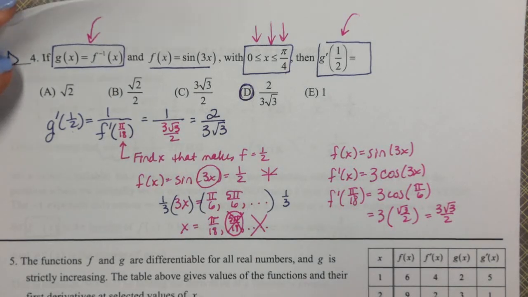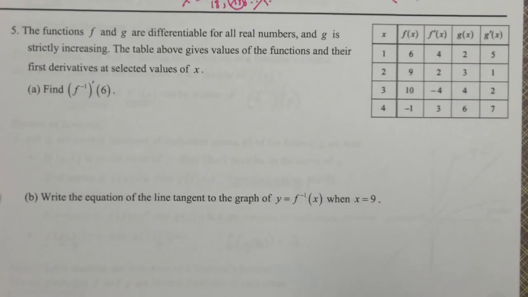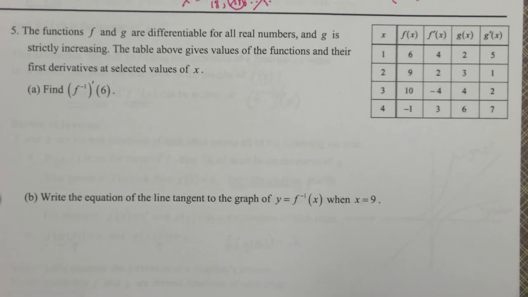All right. Nobody likes that one when I do it in class. All right. One more example here. This is more of an FRQ style. The functions f and g are differentiable for all real numbers. G is strictly increasing. The table gives values of the functions and their first derivatives at selected values of x.